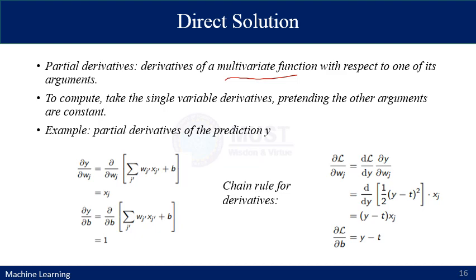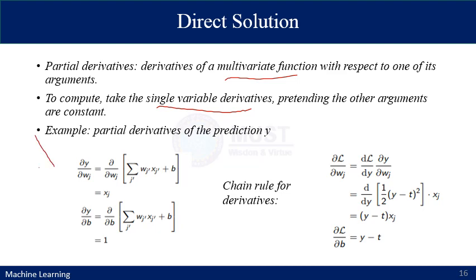For example, if you have multiple variables a, b, c, and you want to obtain the partial derivative of a, b, and c independently, then for each variable, the other two variables will be considered as constants. So to compute it, you take the single variable derivative pretending the other arguments are constant.